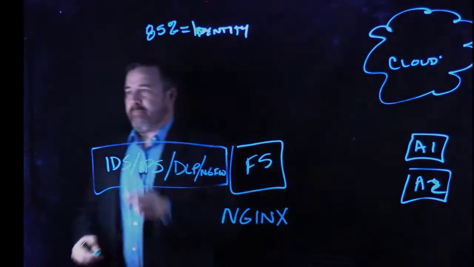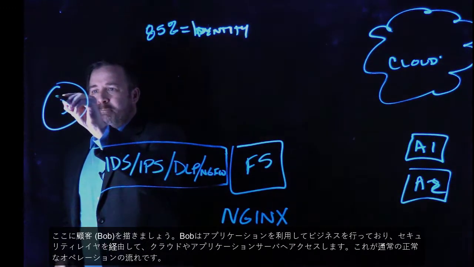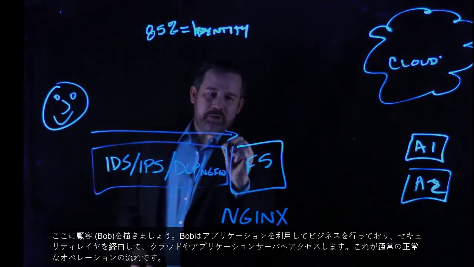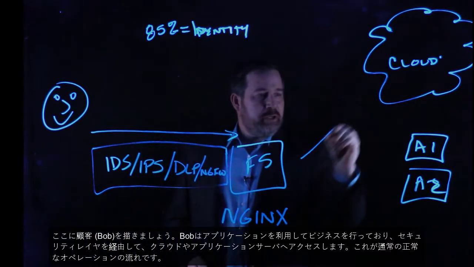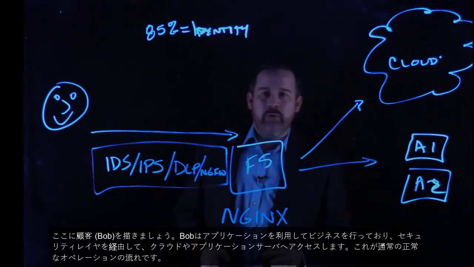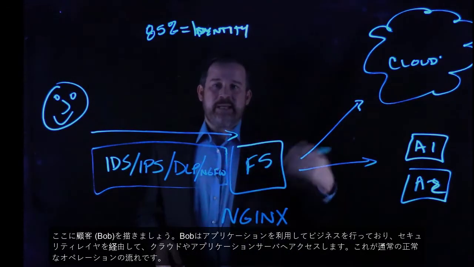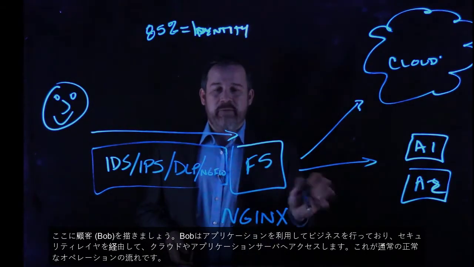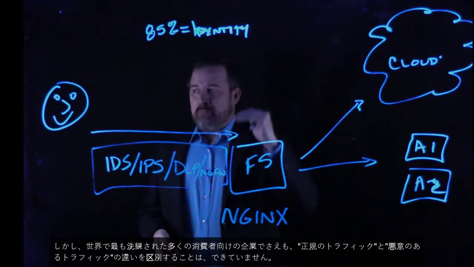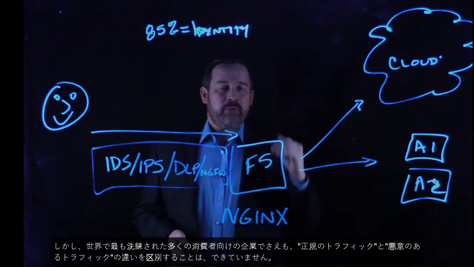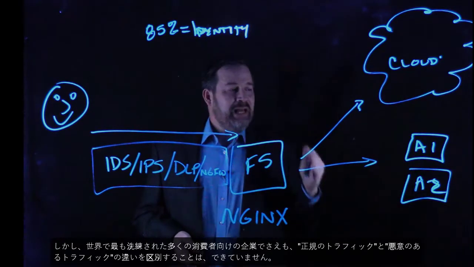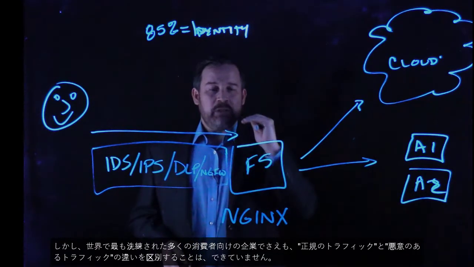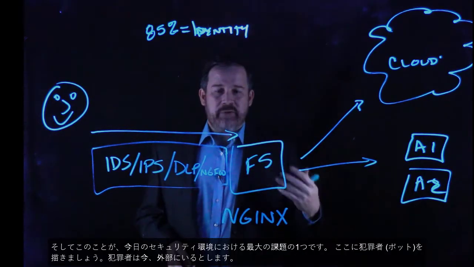Here, let's take a look at a customer. So here's Bob. Bob's a happy guy. And Bob's doing his business, and he's utilizing your application, and he's going through the security layer. Everything's good to go. He's going up into the cloud, or he's going up to your application servers, and he's accessing your application. That's the way we want things to operate. Everything's doing its job. Everything's good. But even many of the most sophisticated consumer-facing enterprises in the world can't tell the difference between legitimate traffic and malicious traffic, and it's one of the biggest challenges out there today.